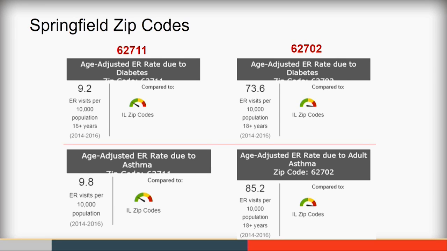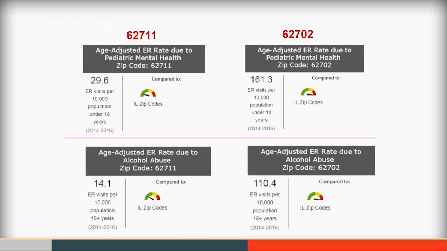So here's asthma. On the left, we have 62711. Asthma rate is in the green. 62702, asthma rate is all the way over to the right. And these are people that live just a few miles away from each other. So here's a couple more. 62711, pediatric mental health visits to the emergency department, they're in the green. 62702, pediatric mental health visits are on the far right. Compared to all other Illinois zip codes, they're among the worst. The ER rate due to alcohol abuse, zip code 62711 is in the green, and again 62702 is in the red. So place matters.